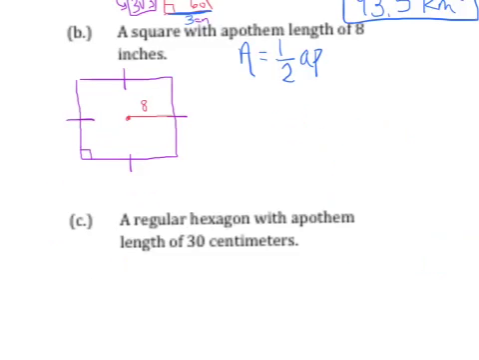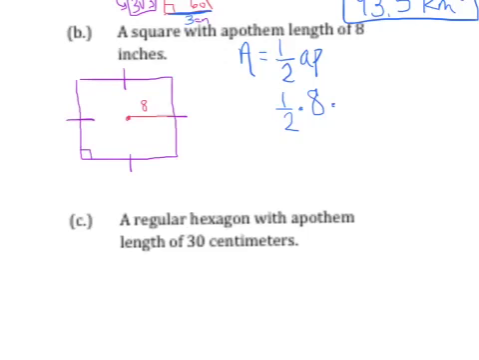Okay, part B, a square with apothem length of 8 inches. So I drew a square, drew the apothem at 8, and we have to find the area. There's a couple ways you can do this. I'll use the area formula with apothem and perimeter. So the apothem is 8, and the perimeter we're not given, but we can figure it out.